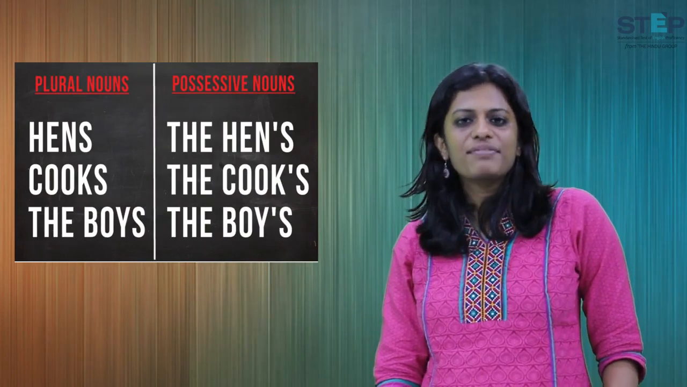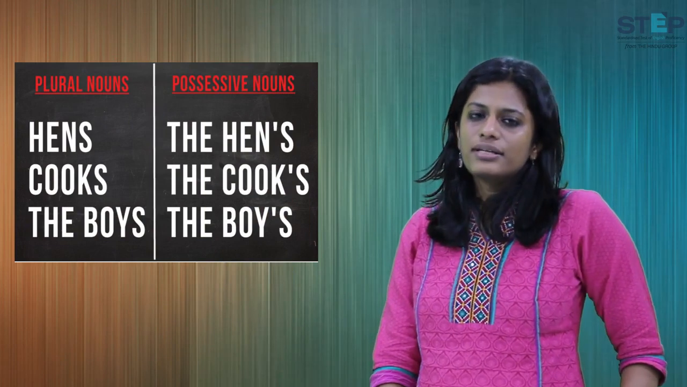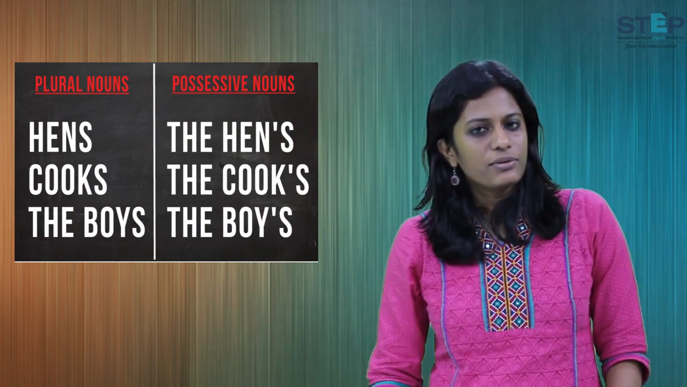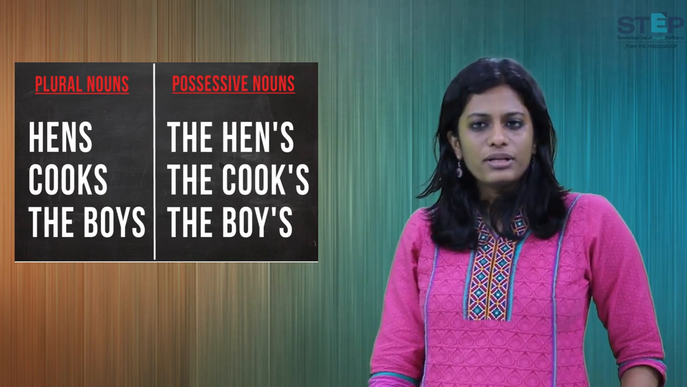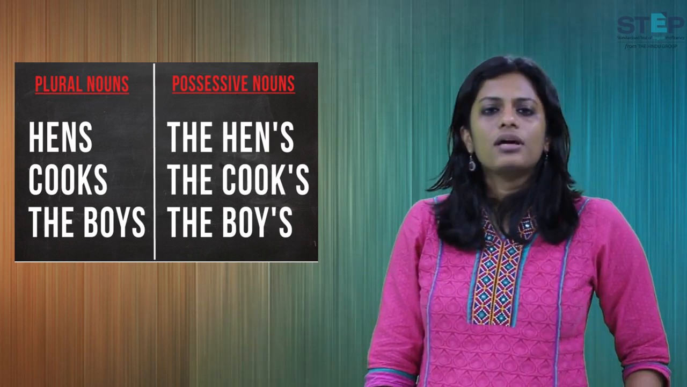What is the similarity and difference between plural nouns and possessive nouns? The similarity is that both sets of words have an S at the end, whether it is a plural noun or a possessive noun. The reasons are different though. One makes the word plural and one shows possession.